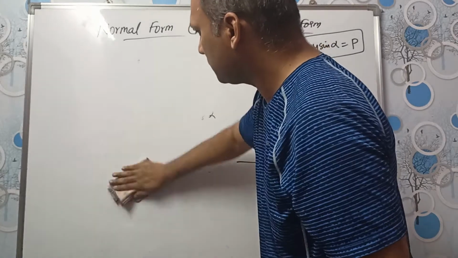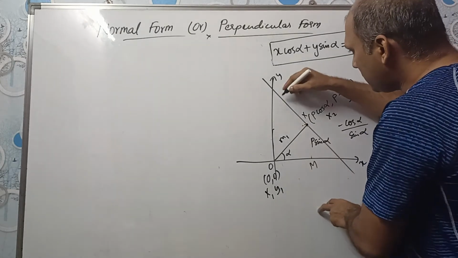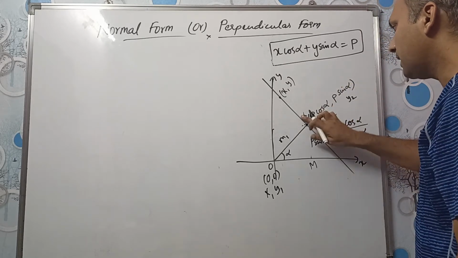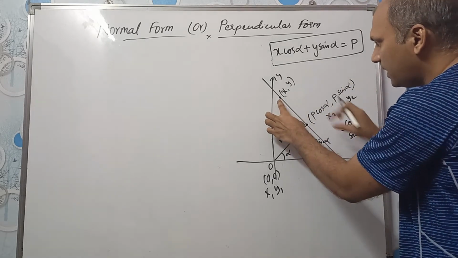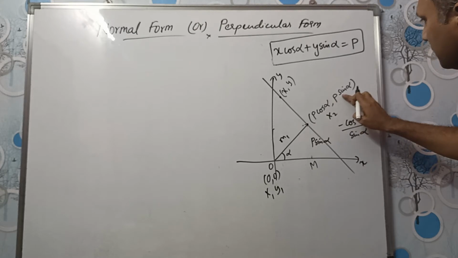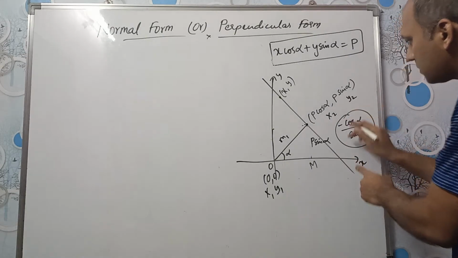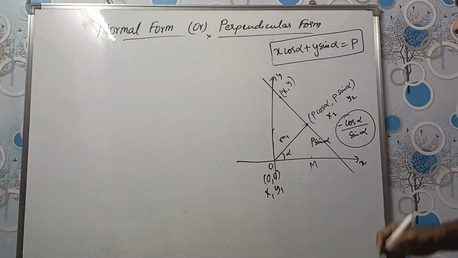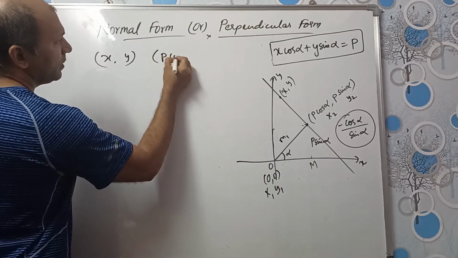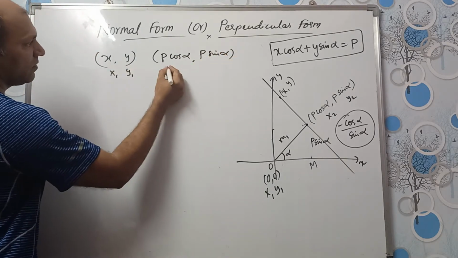Okay. Now, see, what should we do now? Let us take a general point on this line. Let us say this is some x comma y. Now, let us find the slope of this line using these 2 points, x comma y and p cos alpha, p sin alpha, and equate that slope to the slope we got, minus cos alpha divided by sin alpha. So we have x comma y and we have p cos alpha and p sin alpha.